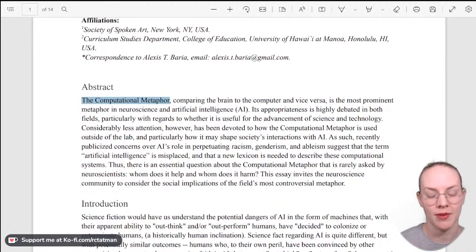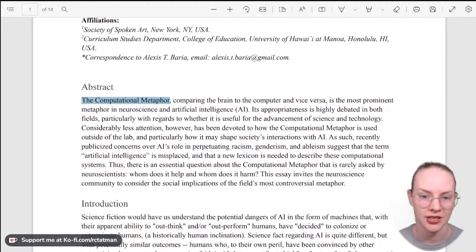is the most prominent metaphor in neuroscience and artificial intelligence. Its appropriateness is highly debated in both fields, particularly with regards to whether it's useful for the advancement of science and technology. So even just the name neural nets, right? Even though they are not a computational model of cognition, they kind of, sort of, if you squint and stand really far away, look a little bit like the activation of neurons. And from there, I think a lot of people have made, particularly outside the field, a lot of intuitive leaps that are maybe not super accurate.